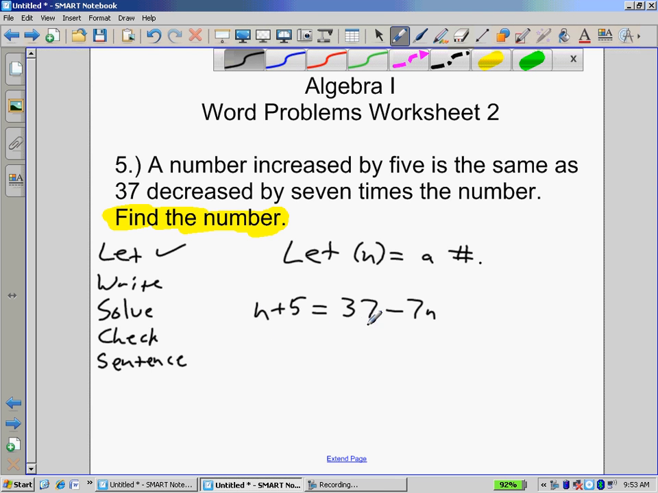First distribute, then combine all of your like terms. Please remember, keep, change, or you will get burned. Then get all your variables onto the same side. First addition or subtraction, then multiply, divide. So that's what we're going to use here.